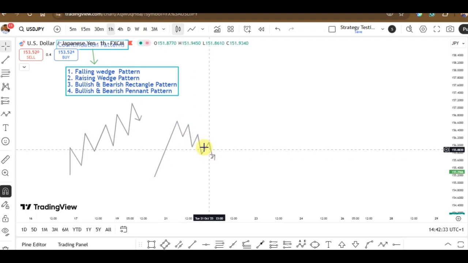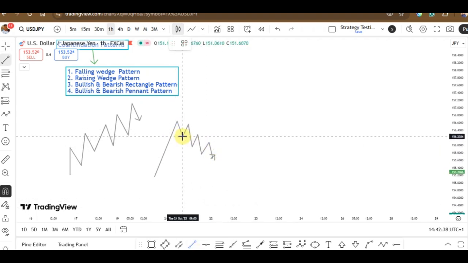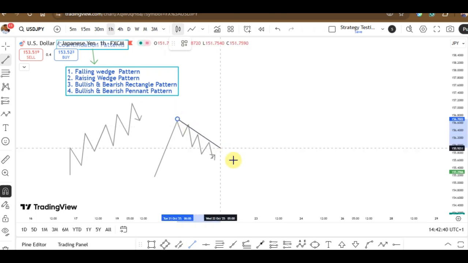So this pattern that is forming here is called a falling wedge, and this is how you identify a falling wedge. You map the first high you can see here, connect it to the second one, then drag it down.